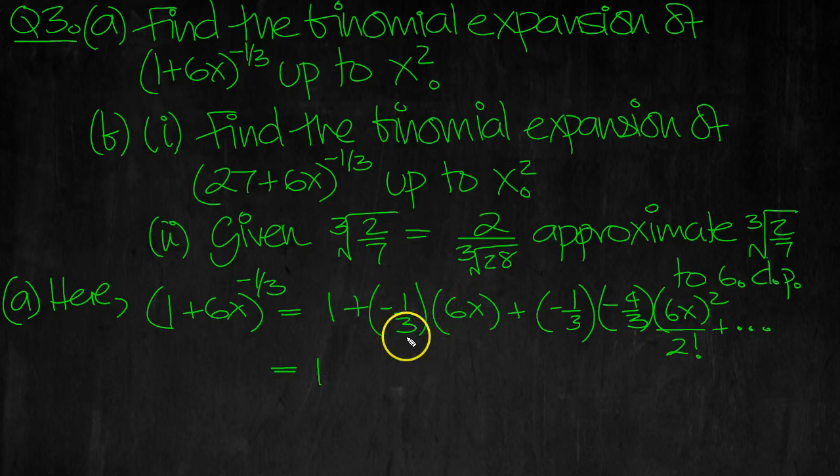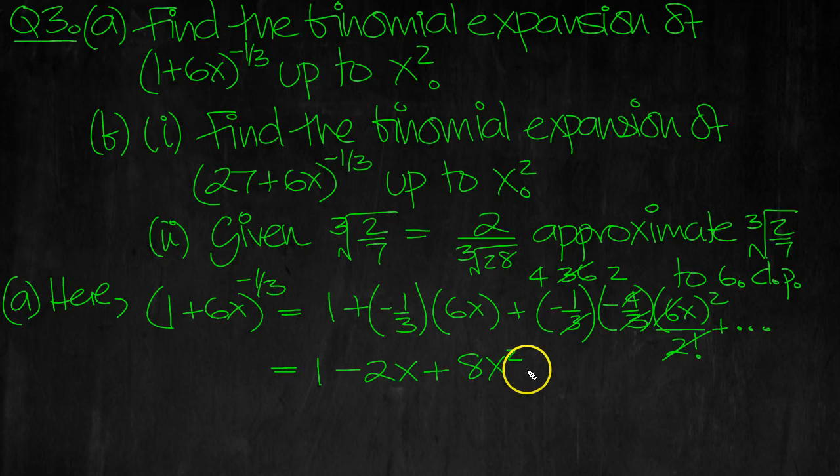We get 1. 6 over 3 is 2, so that's minus 2x. Here, 2 can go into the 4 twice. The 6 squared is 36. 36 over 9 goes 4 times. So what do we end up with then? We've got a minus times a minus, which is a plus. 4 times 2 on the top is 8x squared, and there's nothing underneath. So there's the binomial expansion for part A.